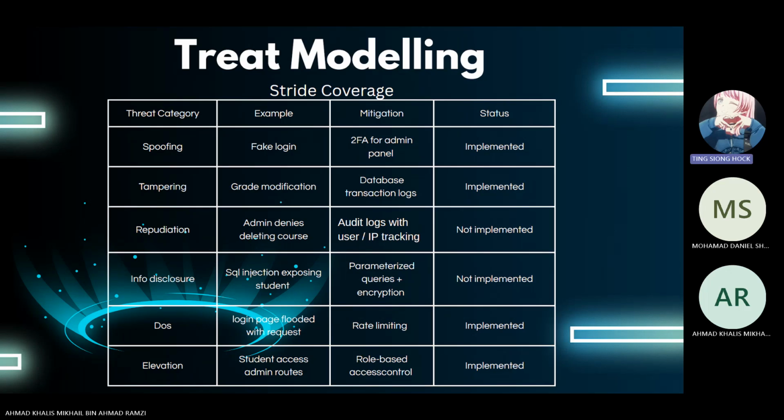For example, fake logins, which we mitigate using two-factor authentication for the admin panels. The second category is tampering, which results in grade modifications. We use database transaction logs in order to mitigate the tampering.